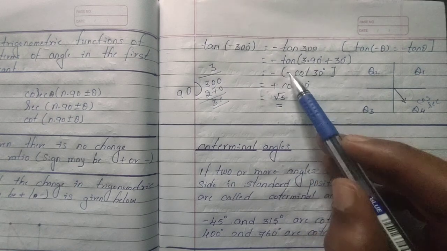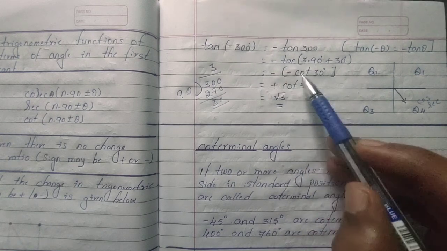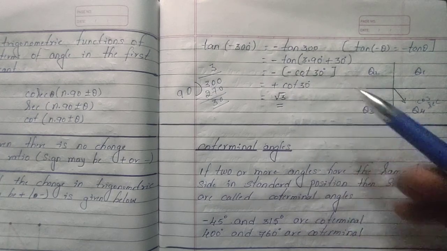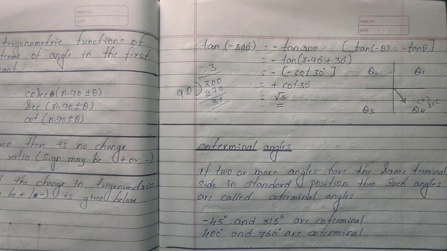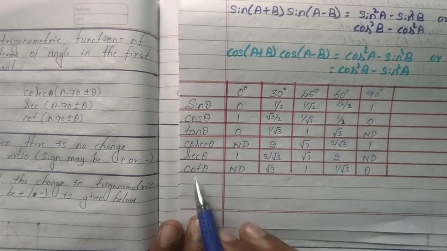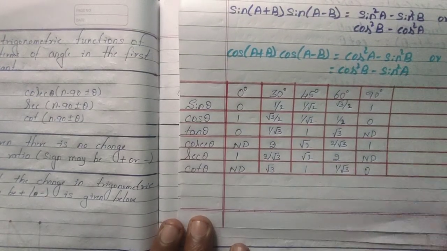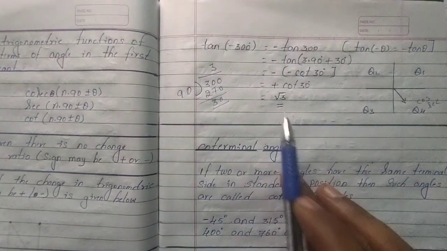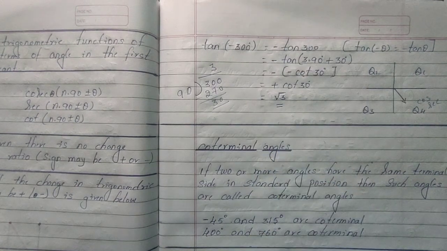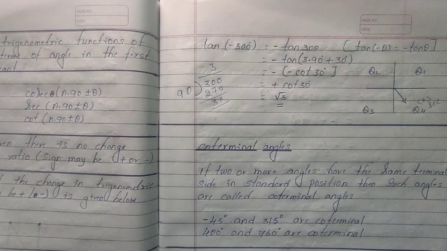So this minus and minus will become plus. Cot 30 degree. What is cot 30 degree? Cot 30 degree is root 3. Therefore the answer is root 3. So what are we supposed to do? The given angle we should change in terms of n into 90 degree plus theta.